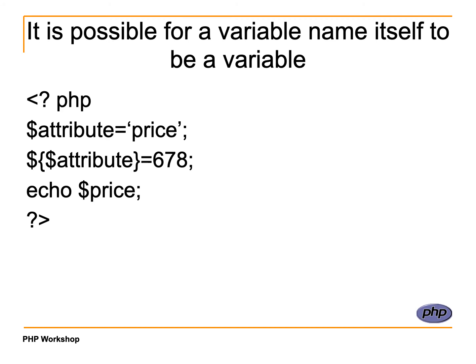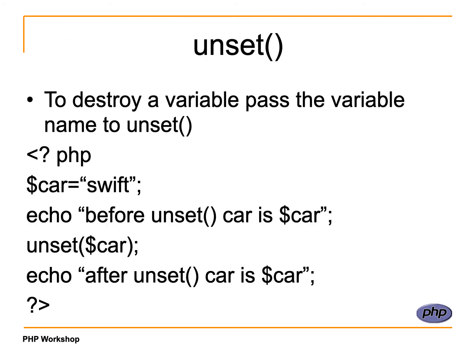There is an unset function to destroy a variable. Pass the variable name to unset. For destroying a variable, pass the variable name to unset. So here $car is equal to shift. After that we have displayed the car before unsetting the variable. So the first echo command will display: before unset car is shift.